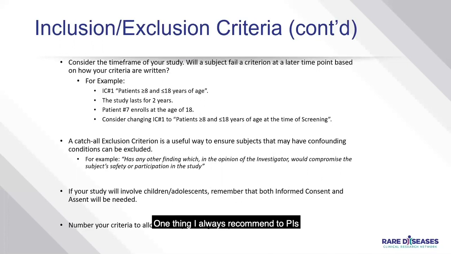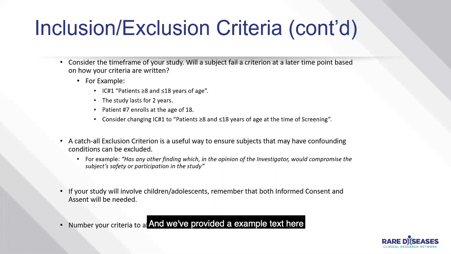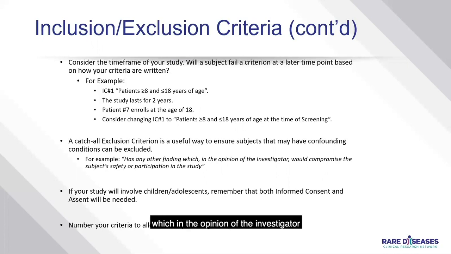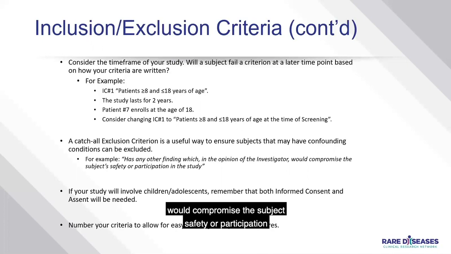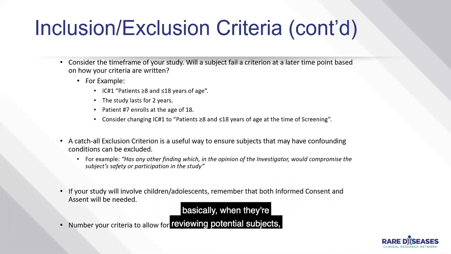One thing I always recommend to PIs is the use of a catch-all exclusion criteria. It's a useful way to ensure that subjects that may have any type of confounding conditions can be excluded from the study. And we've provided an example text here that you can use if you'd like to in any of your protocols. And it just says, any other finding which in the opinion of the investigator would compromise the subject's safety or participation in the study. This allows the PI or the investigator, when they're reviewing potential subjects, if there's some concern for the safety aspect, to basically exclude that patient.